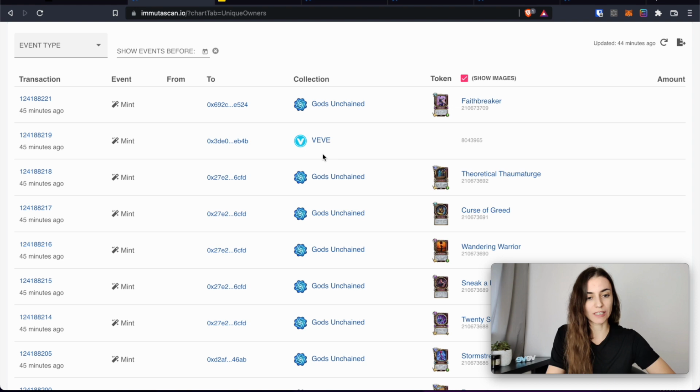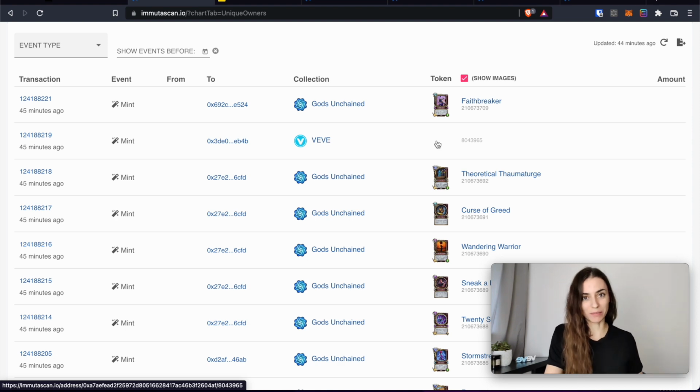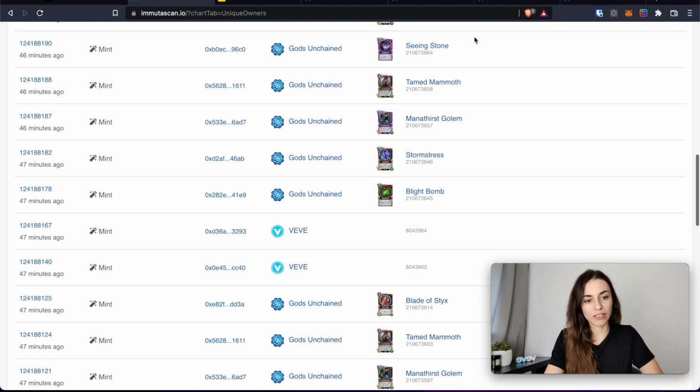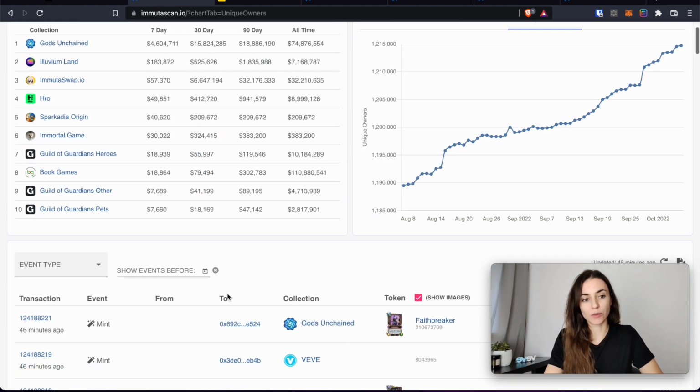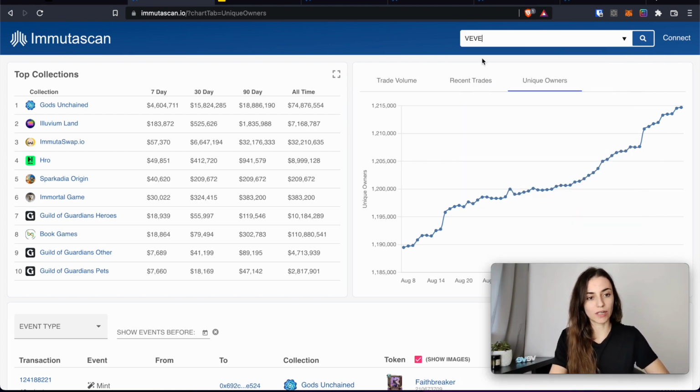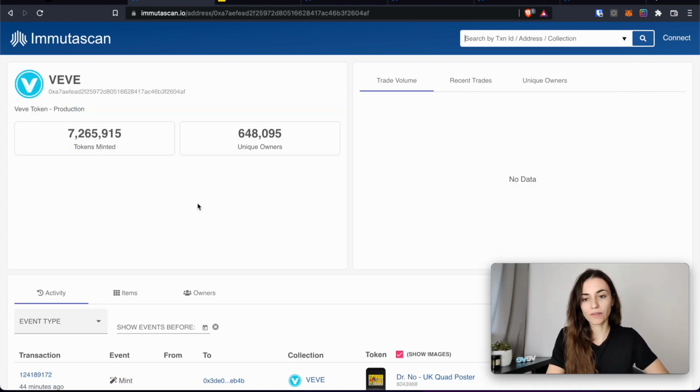Here we already see a Veve NFT, however, without its metadata. So it seems they still have some issues with providing the metadata. But okay, mainly you see Gods Unchained cards here, and so on. So if we want to see only the Veve collection, we can search for Veve, and then you see here the page where it says the total number of tokens minted.